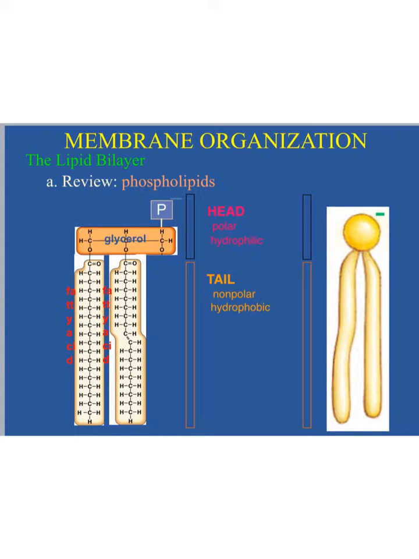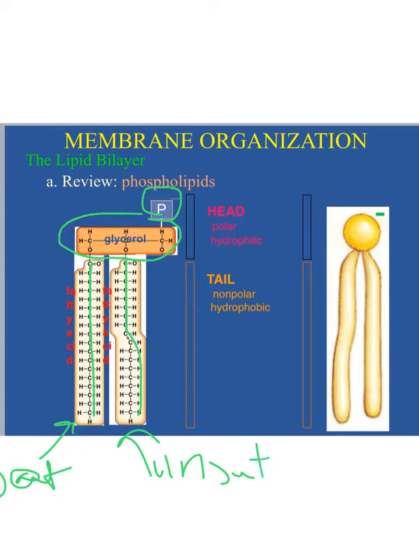So let's review the phospholipid structure. If you remember, the phospholipid consists of a phosphate group, a glycerol backbone, and those two long chain fatty acids. These can either be saturated fatty acids, like the one shown here, or they can be unsaturated, which have the double bonds and therefore the kinks. So this is the general structure of the phospholipid.